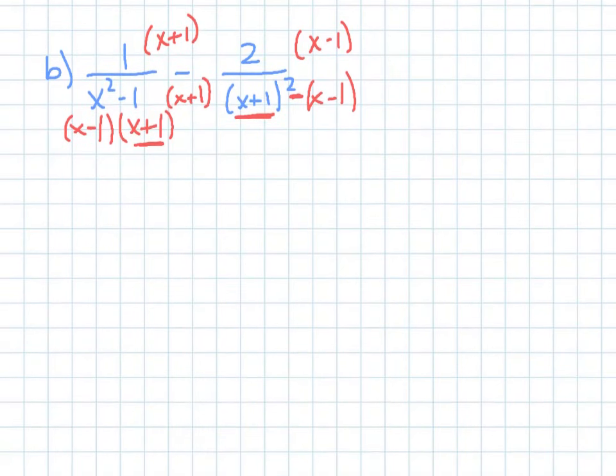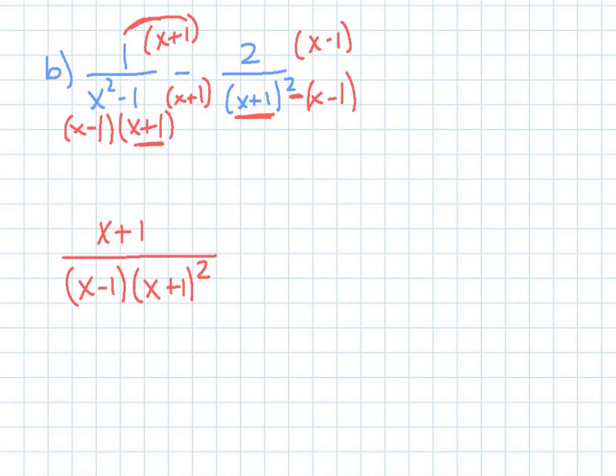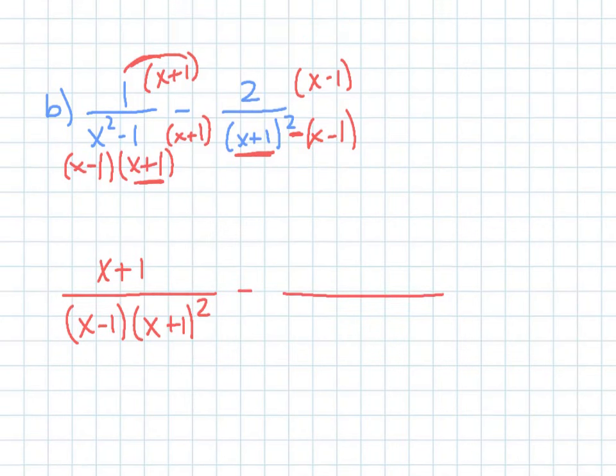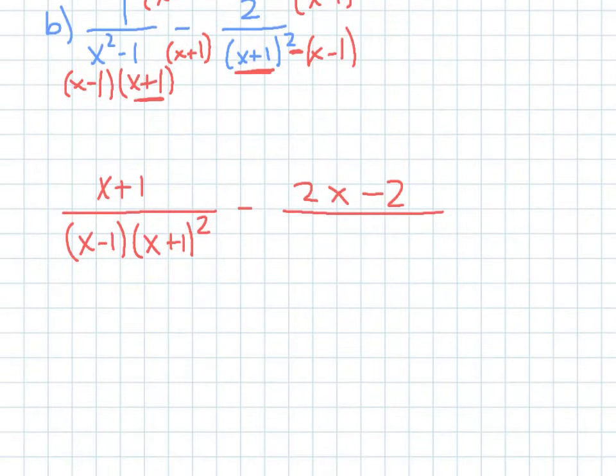Okay, so now multiply your numerators through. So 1 times x plus 1 gives you x plus 1. We can write our denominator as x minus 1 times x plus 1 squared to keep it simple. Here, multiply your 2 through, gets you 2x minus 2. Okay, and the same thing, x minus 1 times x plus 1 squared.